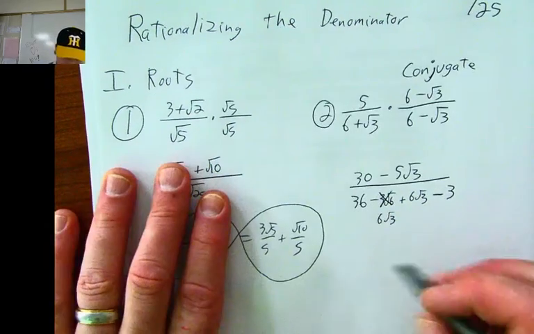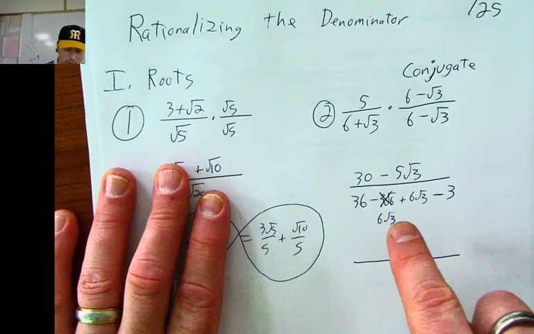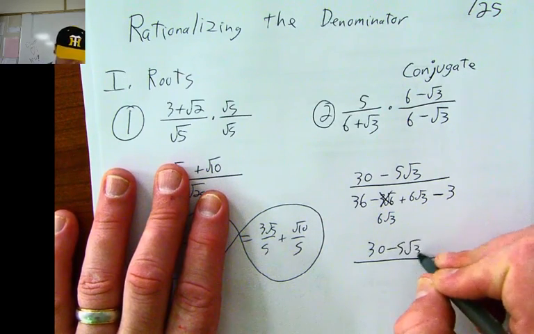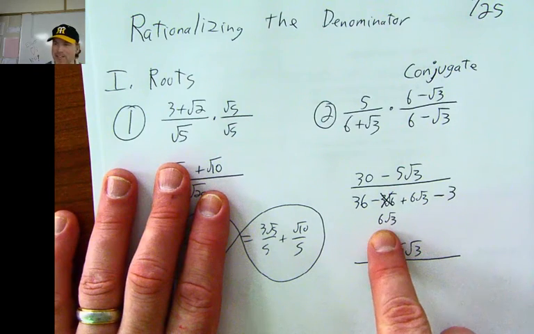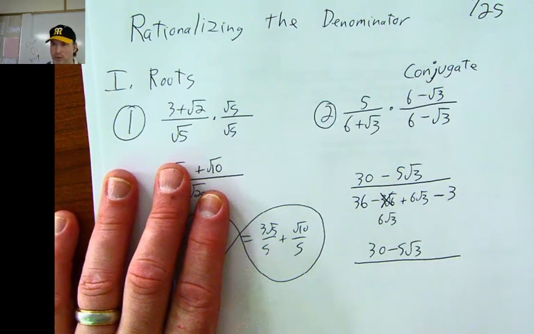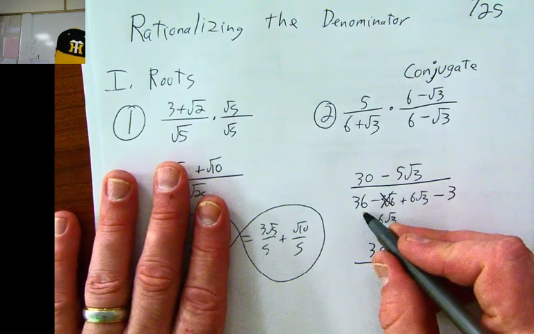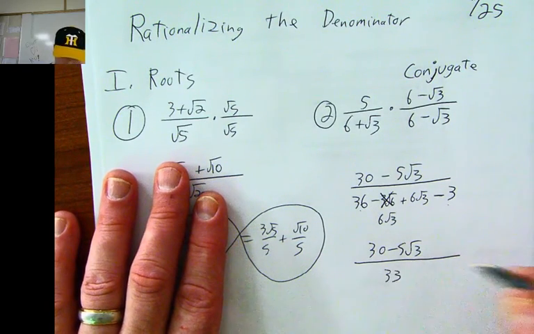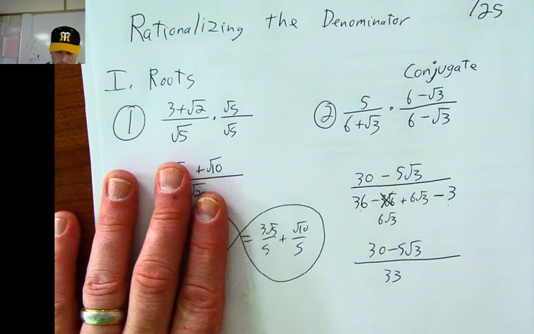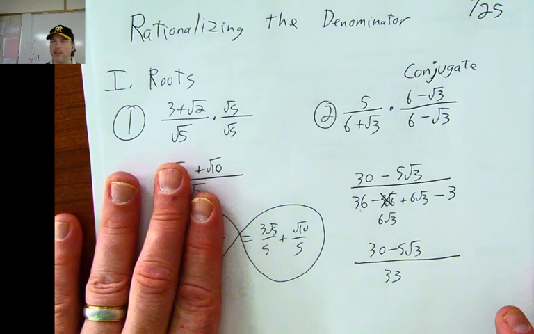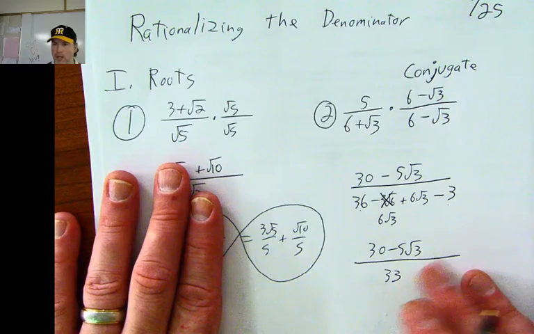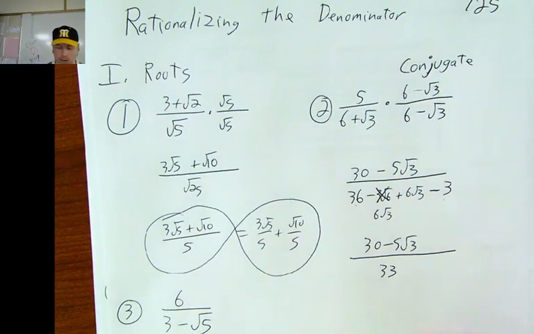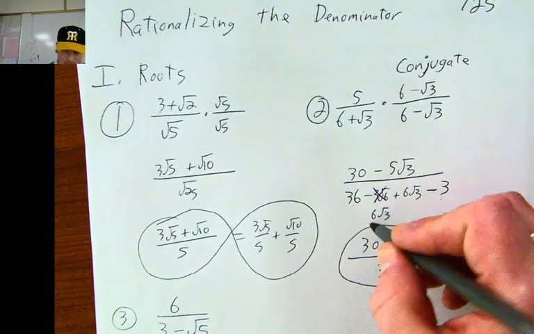And then on that next step, the numerator is still 30 minus 5 root 3, but then on the denominator, negative 6 root 3, positive 6 root 3, those just cancel out beautifully, and 36 minus 3 is 33. That's it. That's our final answer because we've gotten rid of the root on the denominator and we have the numerator up here like this. If you want to break it up into two things like that, you can, but I normally just leave my answer together.